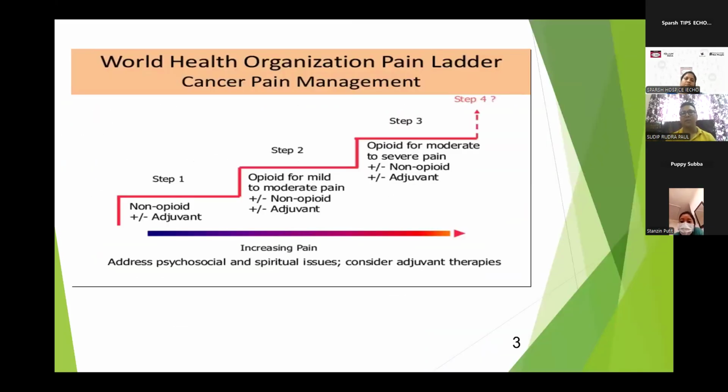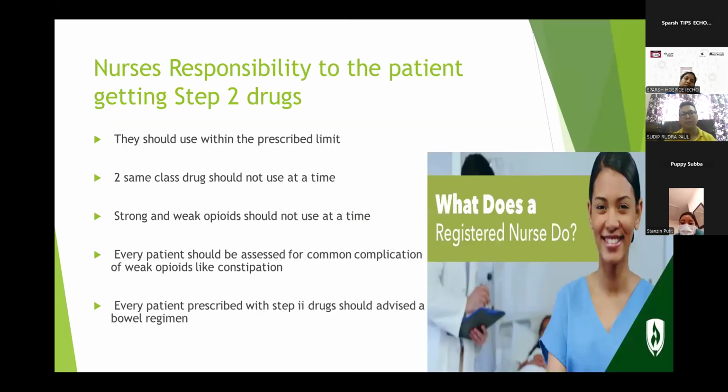Okay. So step 3 drugs are also known as opioids. Step 2 is also known as opioids. But step 2 is a weak opioid, whereas step 3 is a strong opioid. So what are the drugs? Can anybody tell me?